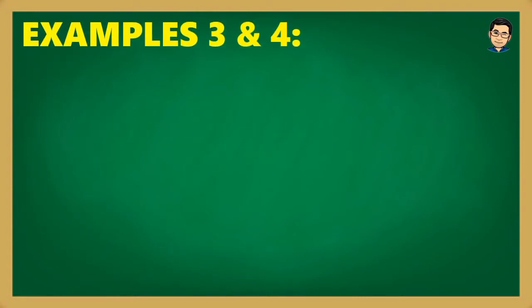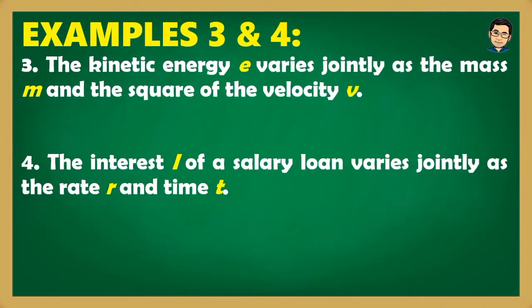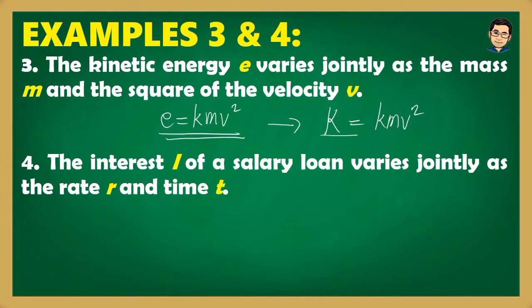For the next two examples, the kinetic energy varies jointly as the mass, m, and the square of the velocity, v. Pwede natin yung i-translate as E is equal to kmv squared. O pwede rin naman pong gamitin natin yung capital K for kinetic energy. Pwede siyang K is equal to kmv squared. So, bakit v squared siya? It's because the square of the velocity.